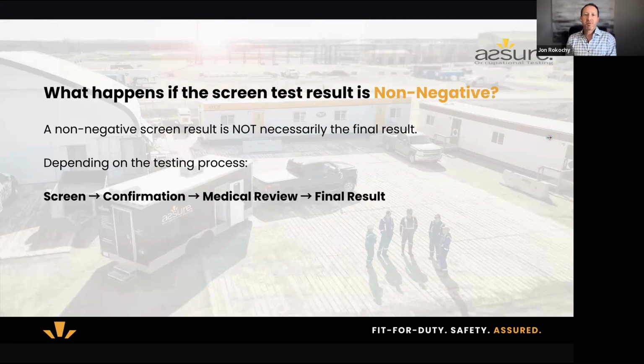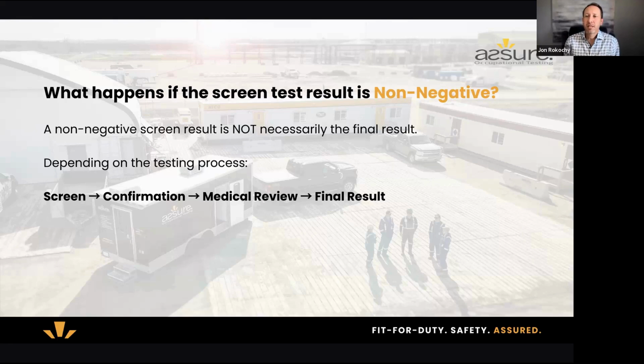So what if the screen test result is non-negative? What we're talking about here is the instant test, so you get the result same day. What if it's non-negative, meaning something has shown up in their initial sample? Some companies will say, we just want to do the instant test. We don't want to do the lab test. Just give us the instant result. Well, what if that instant result says non-negative?